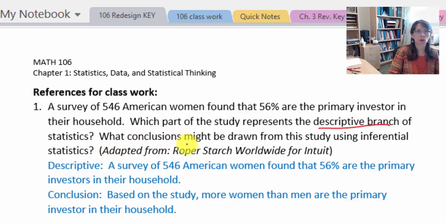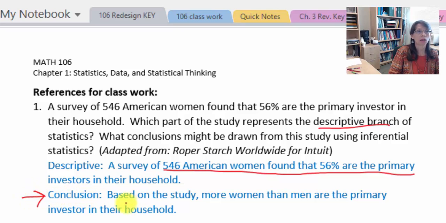So to talk about the first question, the descriptive branch of statistics, that would be any statistics based on numbers or graphical form. So it says that a survey of 546 American women found that 56% are the primary investors in their household. So we have 546 American women and we have a percentage given, 56%. So those are numerical types of data, so that is the descriptive branch of statistics.